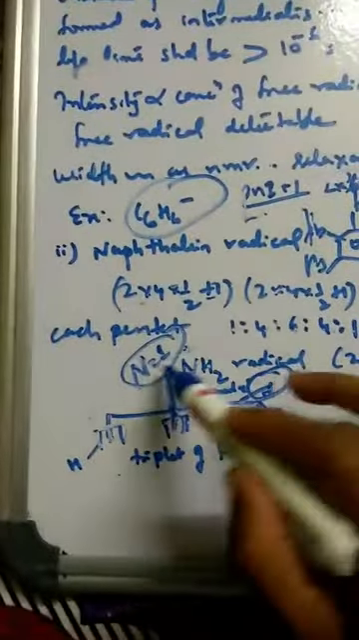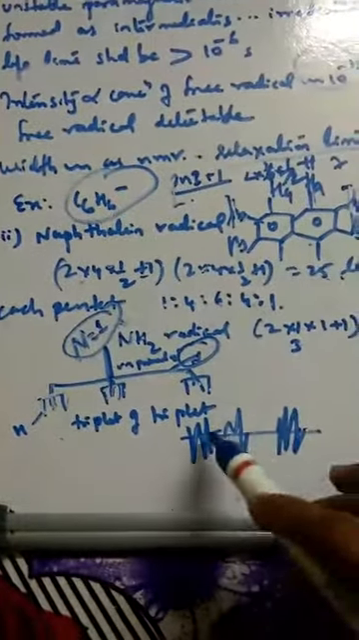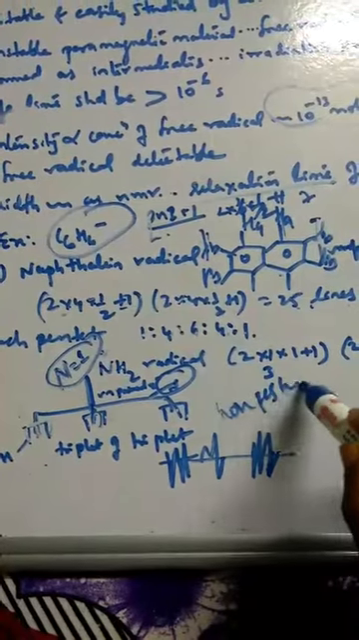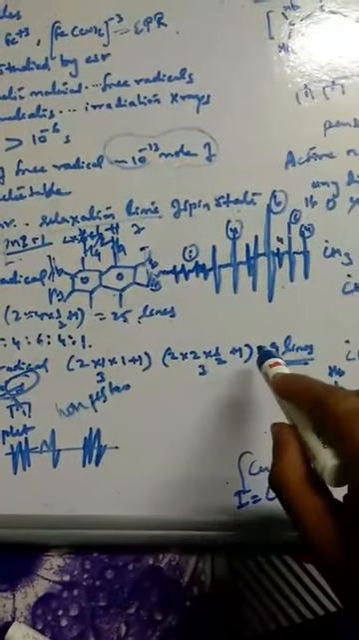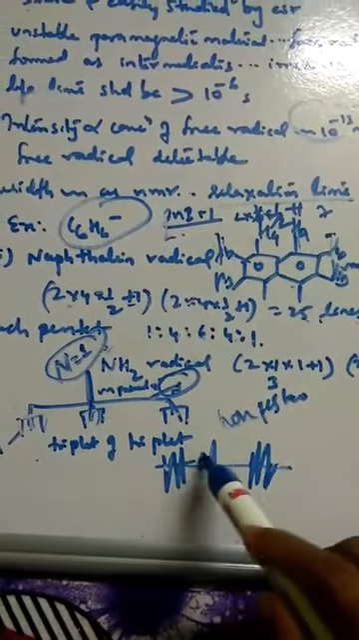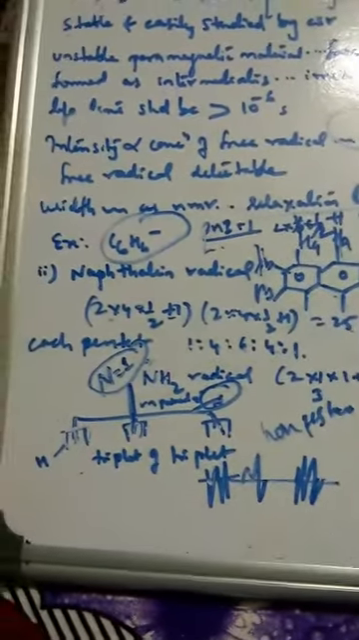So for the NH2 radical I am going to get a triplet of triplet in this intensity. Which one will this follow? Non-Pascal intensity. So this is how for the NH2 radical I am going to get such lines. How many lines? Totally 9 lines, 1 2 3 4 5 6 7 8 9, in the form of a triplet of triplet. Okay, so this is how.